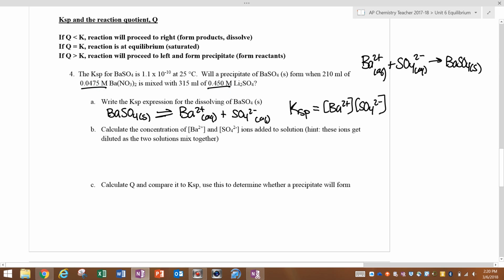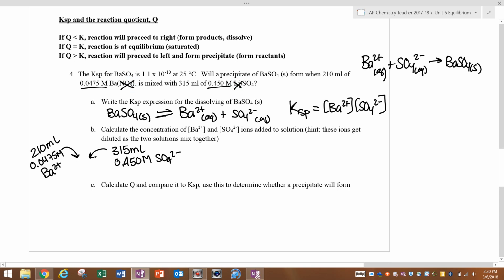But what happens here, like we've seen happen in several labs so far, is that in order to make this reaction mixture, we are mixing two solutions together. So we're mixing together 210 mL of 0.0475 molar barium ions. I'm going to ignore the nitrate because nitrate's a spectator. And I'm mixing together 315 mL of 0.45 molar sulfate ions. I'm going to ignore my lithium because lithium's a spectator. Here, I'll cross it out just for fun. They're there, but we're ignoring them because they're spectators.